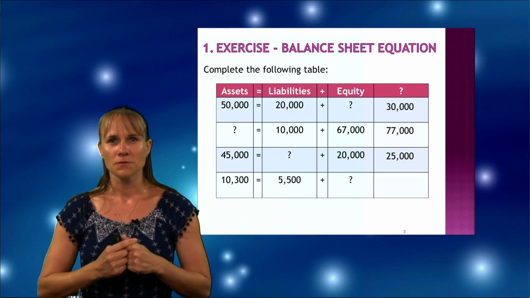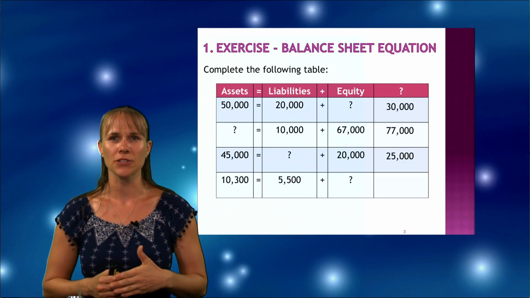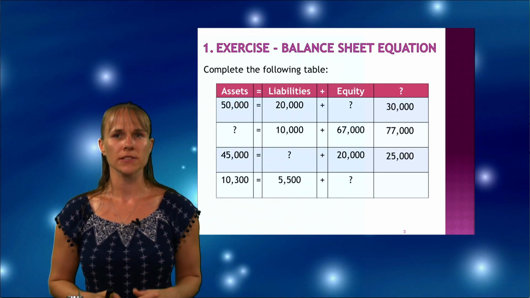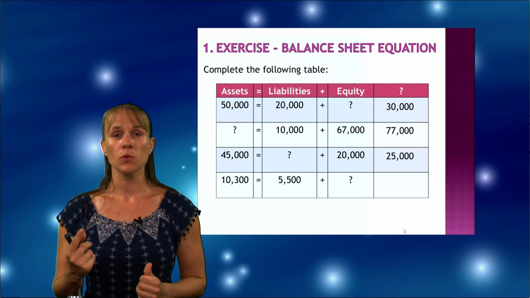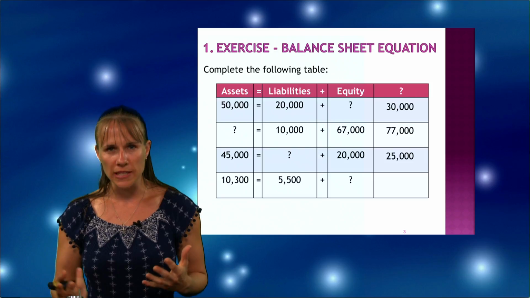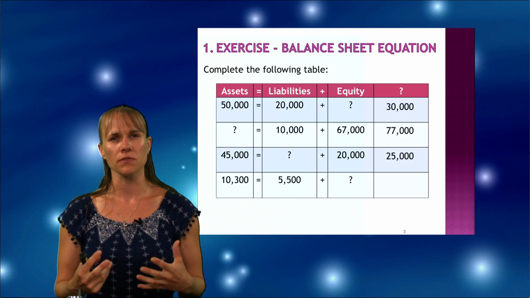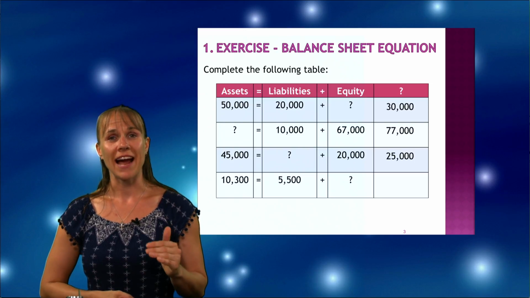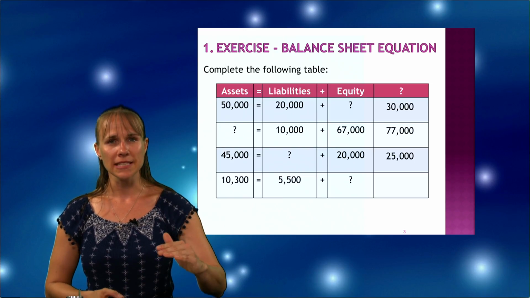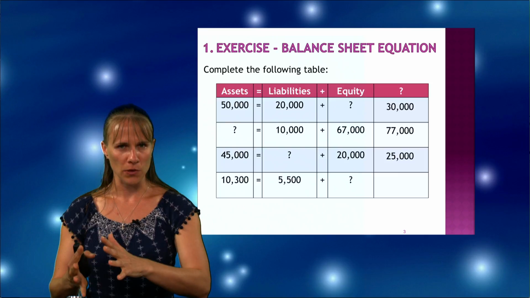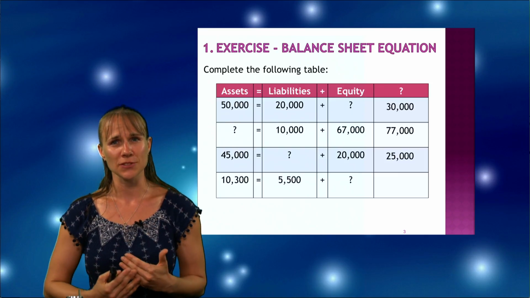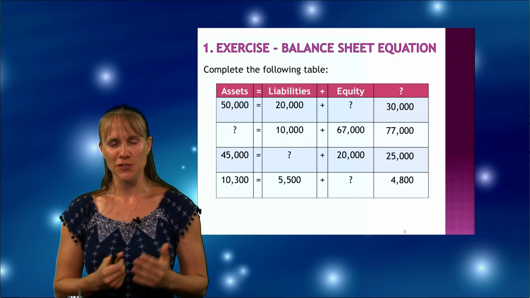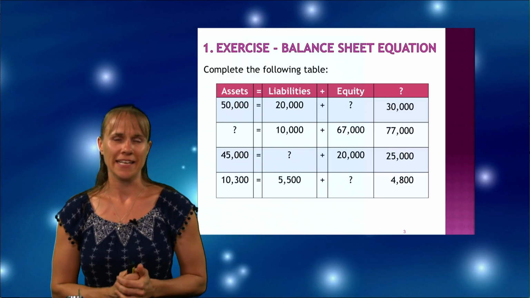Last line. We have assets of $10,300, which equals liabilities of $5,500 plus equity of question mark. So equity is our missing figure again. We're going to do a rearrangement in the same manner that we did for that first line up there. We take our assets, subtract liabilities, and that is going to give us equity. So we take $10,300 minus $5,500, which is going to give us $4,800.